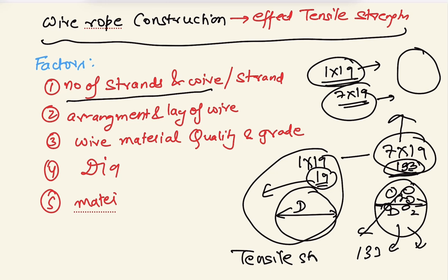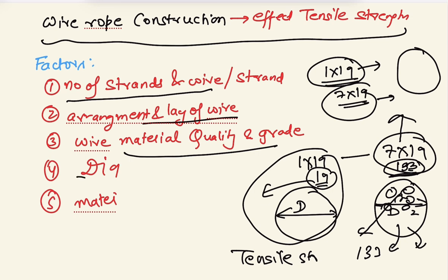The second thing is the arrangement and lay of wire. I already showed you how this arrangement affects strength and flexibility. Wire material quality and grade also affect it. There is high carbon steel and stainless steel, and these basically affect the tensile strength. High grade steel wire yields higher tensile strength.